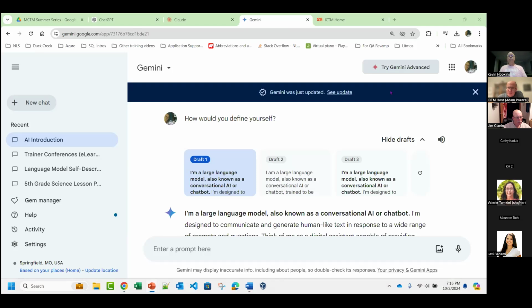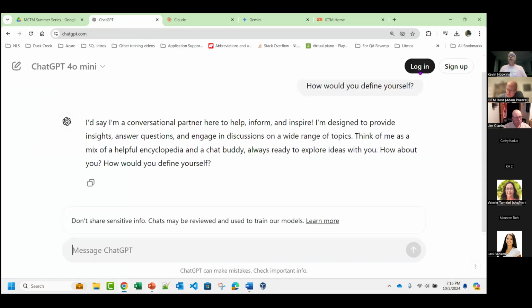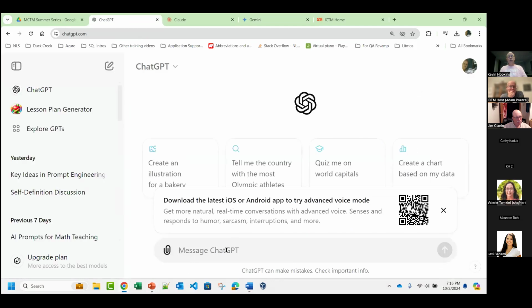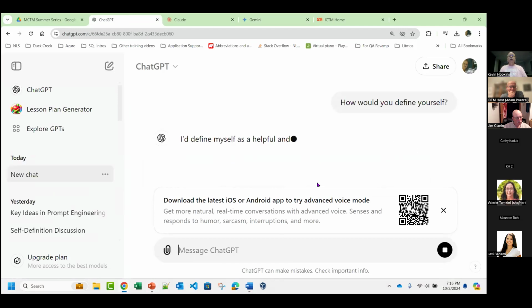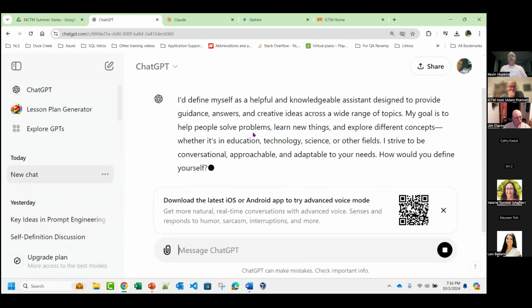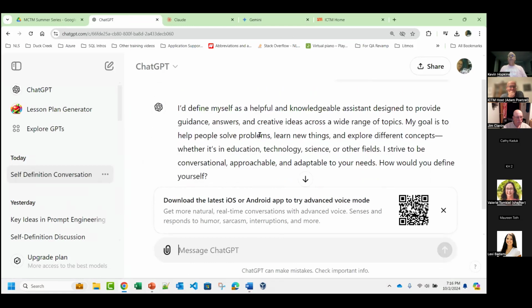Now, I'm going to go back into ChatGPT and actually log in with my Google account, because I wanted to keep track of that and be able to start a new conversation. So if I ask it again, this response is probably a little different from what I had before. A helpful, knowledgeable assistant.